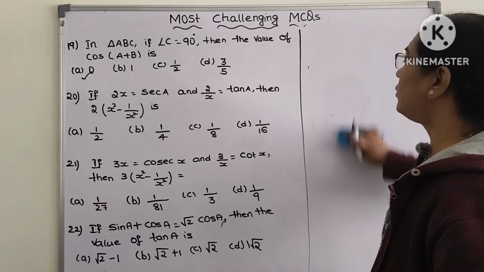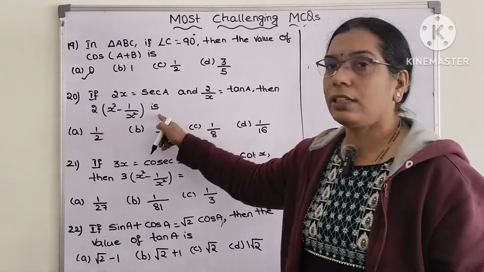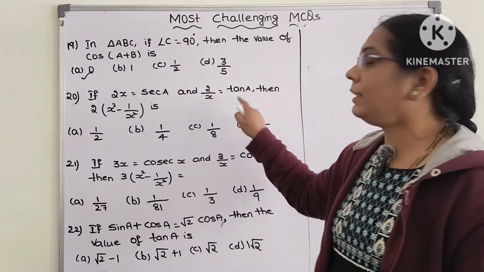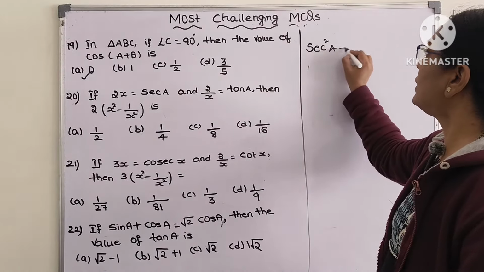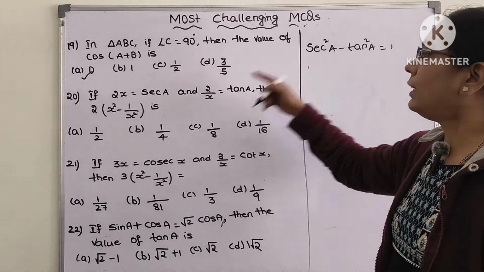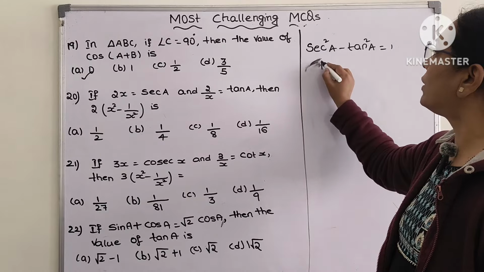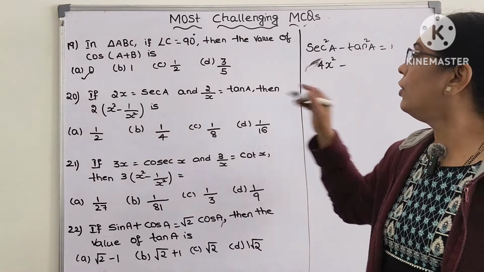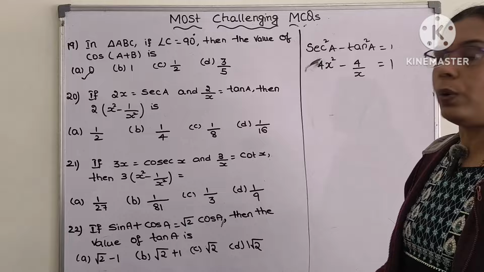If 2x is equal to secant A and 2 by x is equal to tan A, they are asking us to find the value of this expression. What is the identity that binds secant and tan? Secant square A minus tan square A, you know it is 1. What is secant? It is 2x. Therefore, secant square is 4x square. And the square of tan is 4 by x square, which is equal to 1.